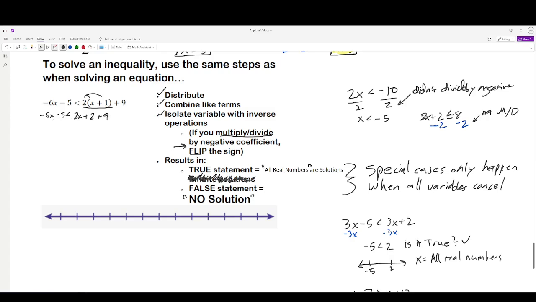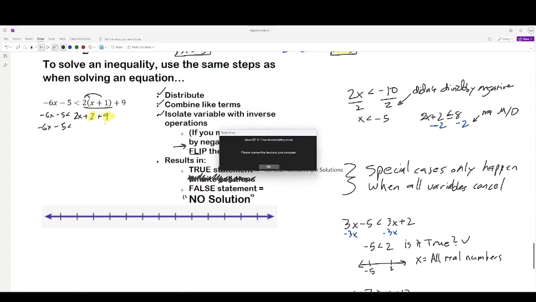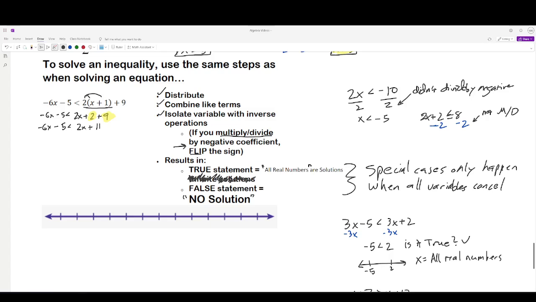Next, if I have any like terms on the same side, I need to combine them. In this case, I have this 2 and this 9 that are both constants and they're both on the right side. So I want to squish those together and combine my like terms. So again, nothing else changes besides that part. So I get 2x plus 11 here.